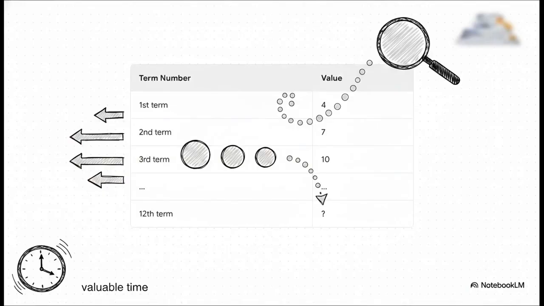And this brilliantly illustrates why listing every single step is a complete waste of your valuable time. Look at the huge gap between the 3rd term and the 12th term here. We've got our term numbers on the left, values on the right, 4, 7, 10. You can already see a pattern developing, right? But why on earth would we manually calculate the 4th, 5th, 6th, and all the way up to the 11th term just to find the 12th? When you're trying to make long-term predictions, doing it the manual way just doesn't make sense.